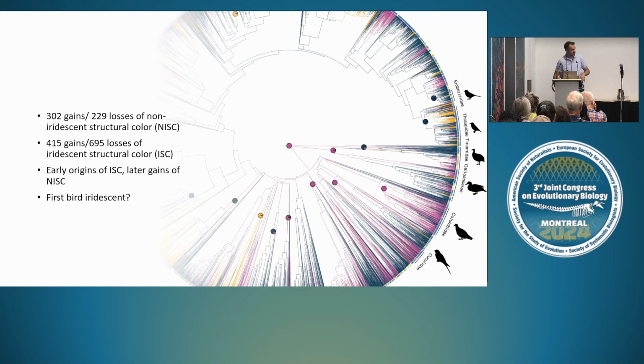We also did some ancestral state reconstruction. So RevBayes has this ability to do this stochastic character mapping with these really complex, classy models. Again, if you look here, a lot of gains. There are 302 gains, 415 gains of iridescence. The really cool thing, I think, is that the ancestral state of the whole tree, so the ancestral crown bird, we recover as very strongly supported as iridescent. I think this is exciting.